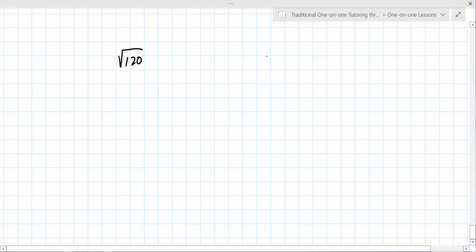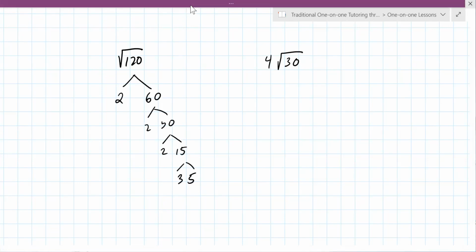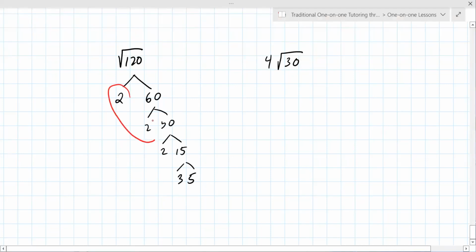You're probably right. You got to trust yourself. You have a little more confidence. 4 times 30 or 4 times square root of 30? Okay, that looks pretty good. So 2 and 60, 2 and 30, 2 and 15, 3 and 5. So what you have is really, really close. All right. So there's a pair of 2s. So a 2 comes out. Are there any more pairs on the leaves?